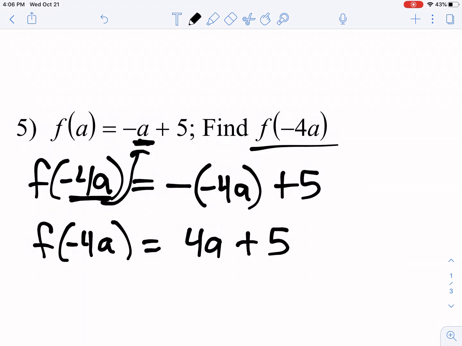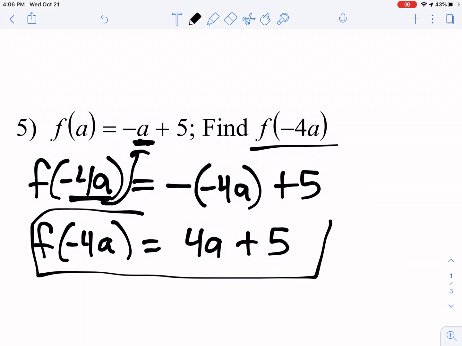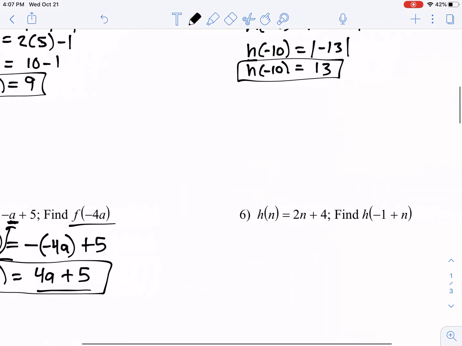Now, go back to what we talked about before with combining like terms on this step. 4a is a variable, 5 is a number. Can I combine those together? No. And in fact, this is all the further I can go. I can't go any further than this. This is as simple as we can make it. So when I plug in a negative 4a, my output is 4a plus 5. That's the answer. Let's try one more.